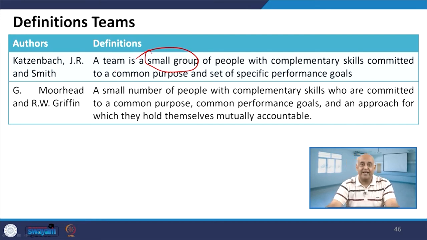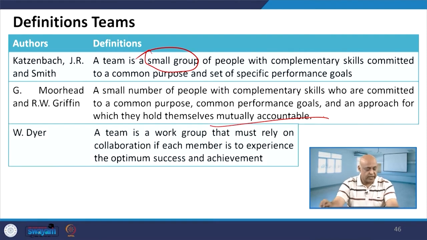Now, other scholars, Moorhead and Griffin, have given it as a small number of people with complementary skills who are committed to a common purpose, common performance goals, and an approach for which they hold themselves mutually accountable. Now, this is the additional point compared to the other definitions which we have discussed: there is mutual accountability. So, one cannot say, he has done it, not me. No. You are a member of a team, so we have done it, whether it is a success or a failure.